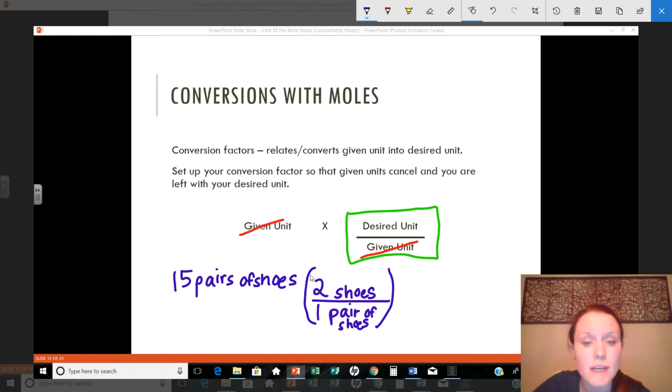Now, the reason why I can multiply by this conversion factor is because this conversion factor is equal to 1, because 2 shoes is the same thing as 1 pair of shoes. It's the same quantity of shoes, just different units. That's what a conversion factor does. It converts from one unit to another. You're not adding things, you're not subtracting things, you're just converting a number that's given to you in a given unit into a different unit.